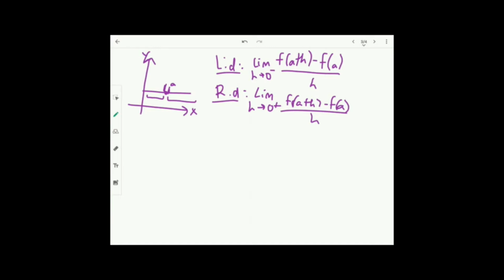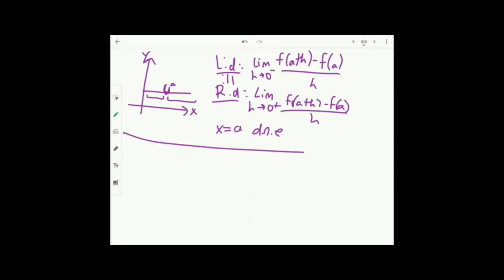Now we only have a derivative at the point A when the left hand derivative equals the right hand derivative. If they do not equal, then the derivative at x equals A does not exist. So the only time the derivative exists is when the left hand derivative equals the right hand derivative. Okay? Now we learned two, not exactly theorems, but statements that are very useful for us.